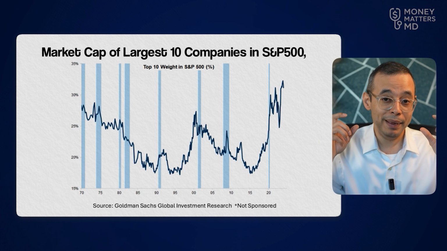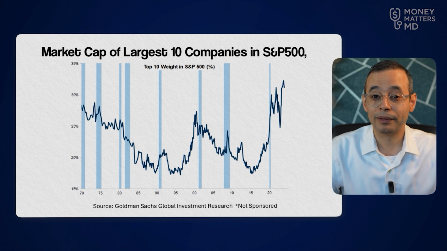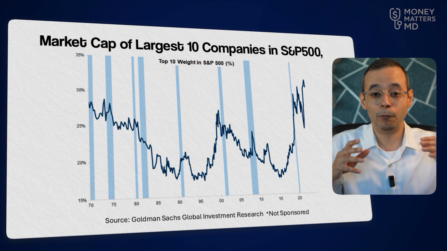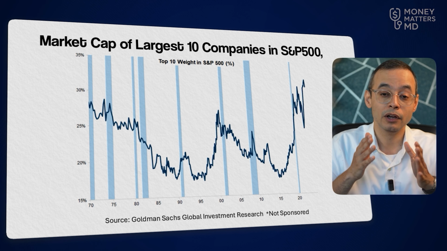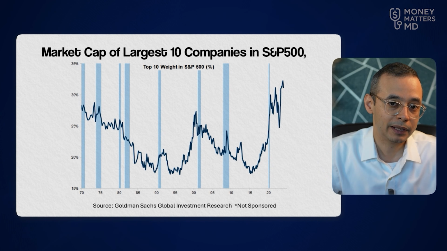The top 10 mega cap companies occupy more than 30% of the valuation within the S&P 500. That means the rest of the 490 companies occupy less than 70% of the entire space.